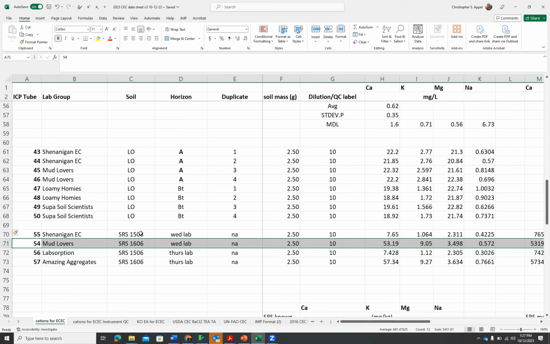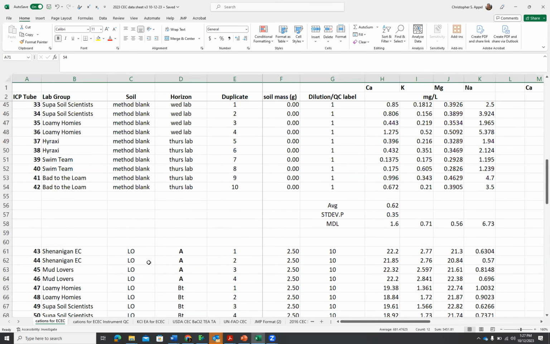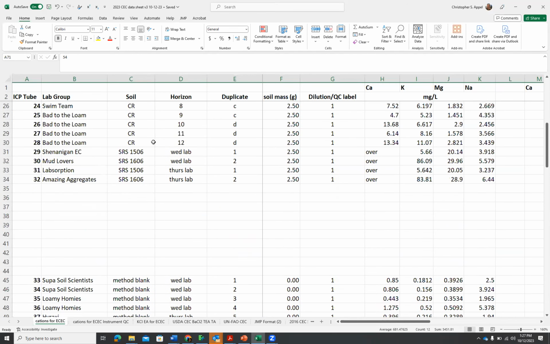So I want it to say SRS 1506 and then SRS 1606 and then again SRS 1506 and SRS 1606. And the reason why I want that is because in the other place where I have those values, it's in that same order.